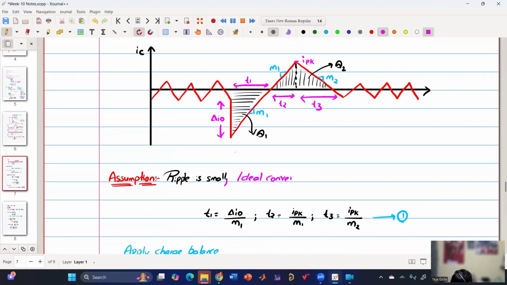We are kind of neglecting the parasitic, because if we consider parasitic, then slope M1 is not V in minus V0 by L. It will be V in minus V0 minus IL into the parasitic resistance by L. So we are kind of considering ideal converter. So the duty ratio is same before and after the load transient, because there is no drop. Is that clear? Yes, sir.